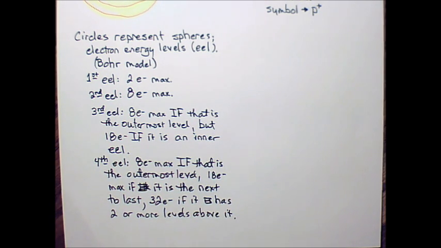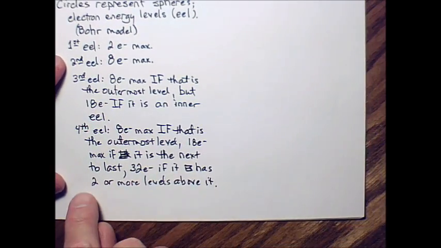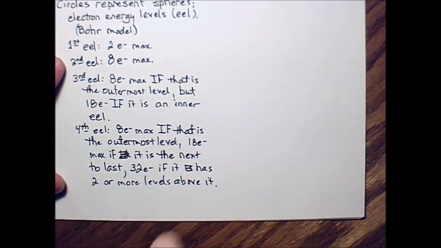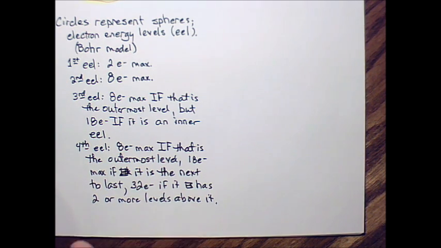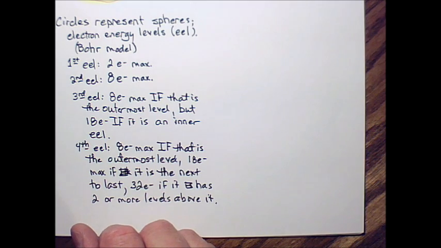All right. Now, so we've talked about 32. 32 is the maximum if it has 2 or more levels above it. Okay? All right, so back to our demonstration with our green flame over here. We said that was boron in there. Okay? Who is boron named for?